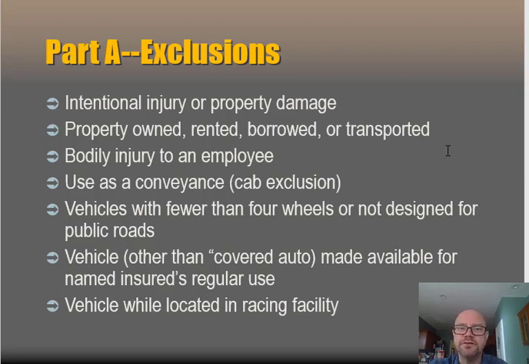Temporary substitute stuff, don't worry about it. If it's a once in a blue moon kind of thing, that's pretty clearly covered. But if you're regularly using an auto that is not on your declarations page, that's a red flag. You want to be careful, because here's where that exclusion can burn you. Again, your agent is your friend here. Give them your situation, and they will help you build the appropriate coverage to make sure that you're all right.